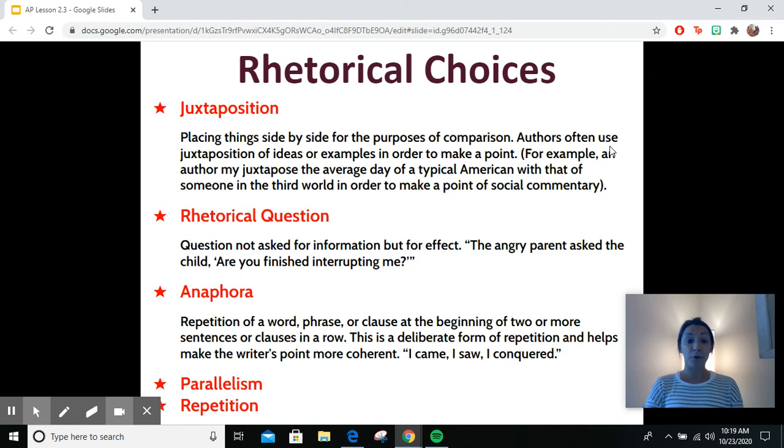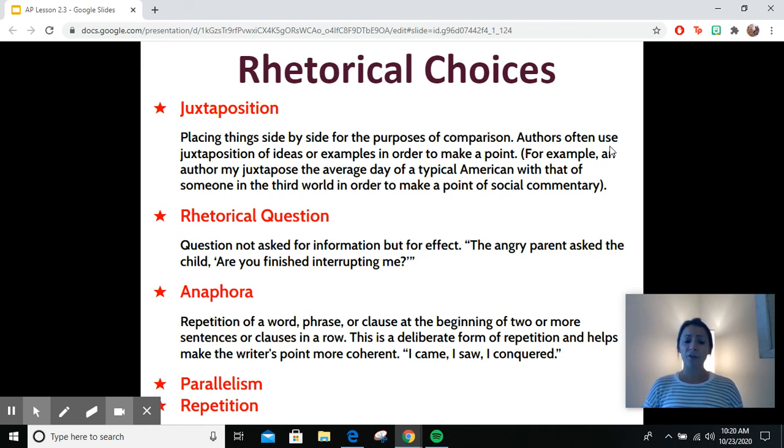Repeat after me, anaphora. I know it looks like anaphora, but it is anaphora. This is the repetition of a word, phrase, or clause at the beginning of two or more sentences or clauses in a row. This is a deliberate form of repetition and helps make the writer's point more coherent. I came, I saw, I conquered. When you're looking at anaphora, you are looking specifically at the beginning of a sentence or clause to see if there's any repetition of words there.